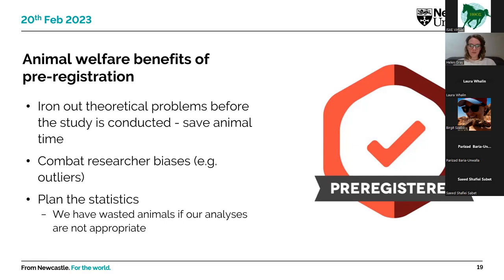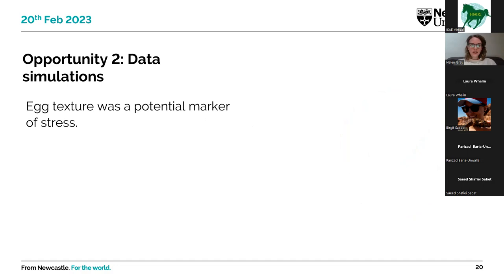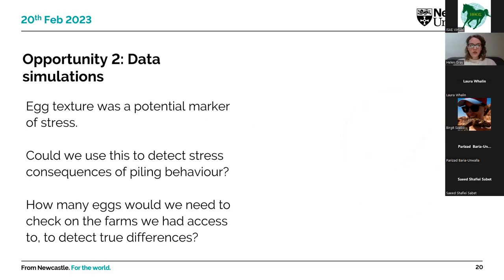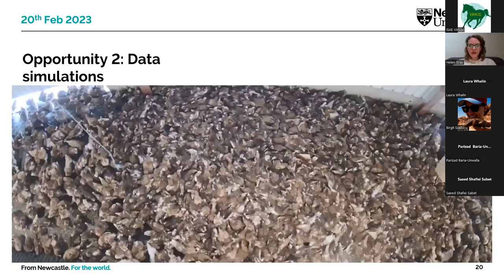So opportunity two being data simulations. In the previous study I mentioned, egg texture was actually a potential marker of stress. So we wanted to know whether we could use this marker to detect stress consequences of piling behavior. And if we could, how many eggs would we need to check on the farms that we had access to detect true differences? So this is what piling behavior looks like. It's a behavior that we see in free range laying hens in the UK, but it's also seen in other parts of the world. And we get these very dense collections of hens where the hens in the middle can die. But we were interested in the sublethal consequences of this behavior and whether or not it is inherently stressful.